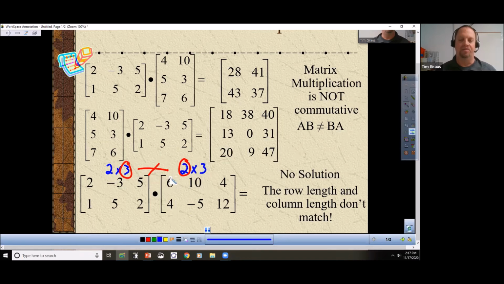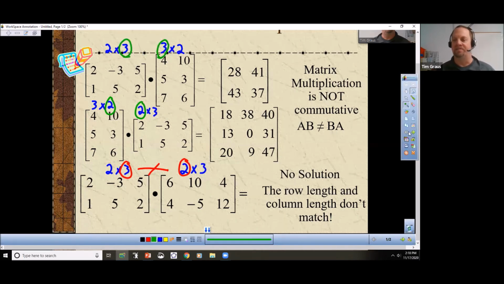If I go back to our previous example, this one is 3 by 2, this one is 2 by 3, and these inner dimensions match up. That's the important thing for multiplying. This one was 2 by 3, and this matrix was 3 by 2. 2 rows, 3 columns, 3 rows, 2 columns. The inner numbers match up, so it is possible to multiply these matrices.